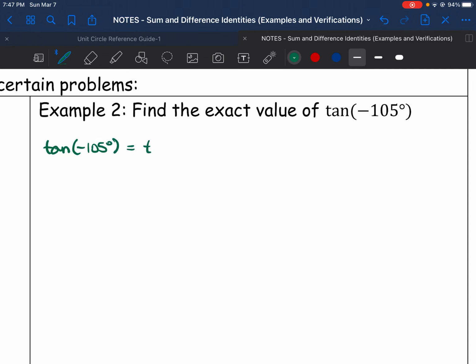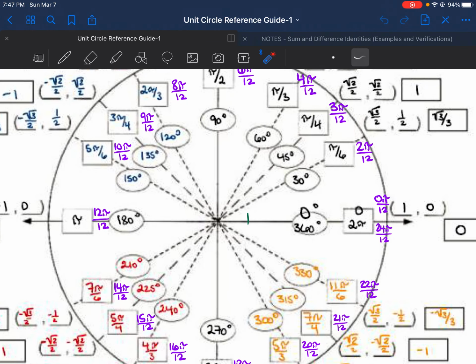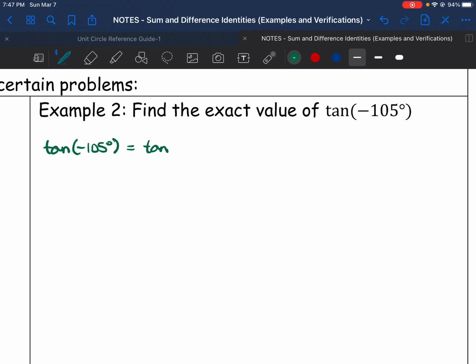Well, again, let's look for two angles that are either going to add up to negative 105 degrees, or more likely, in this case, subtract to give negative 105 degrees. So let's do that. I see 135, and I see 30. If I do 30 degrees minus 135 degrees, that should give me negative 105 degrees. So that's what I'm going to go with here. Tangent of negative 105 degrees equals the tangent of 30 degrees minus 135 degrees.